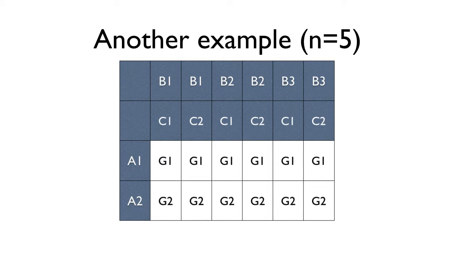Are there any other between subject factors? What does it look like? Do you see any other between subject factors? No. Because every subject gets every level of B. Everybody gets B1, everybody gets B2, and everybody gets B3. Everybody gets C1 and C2. So this is a 1 between, 2 within, 2 by 3.